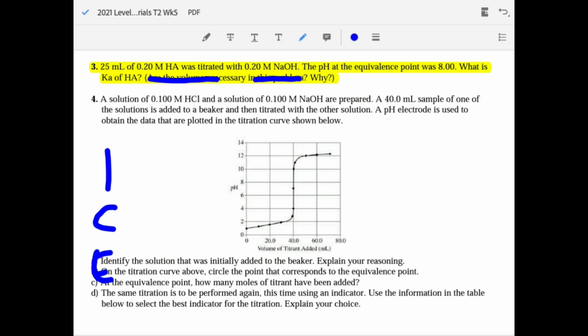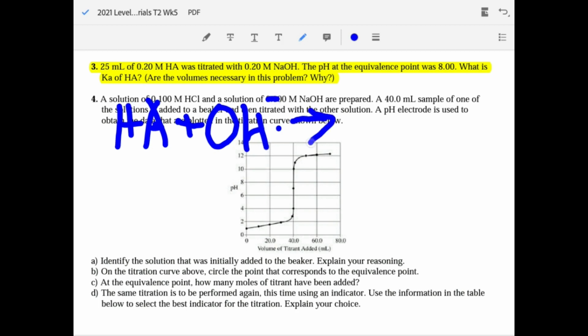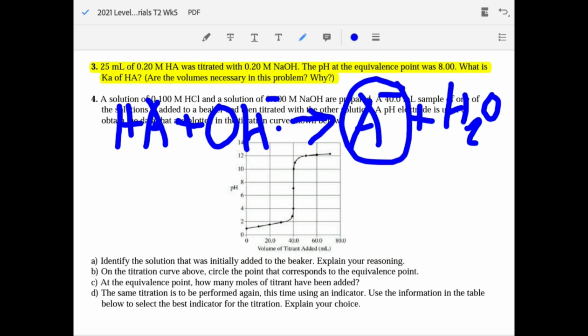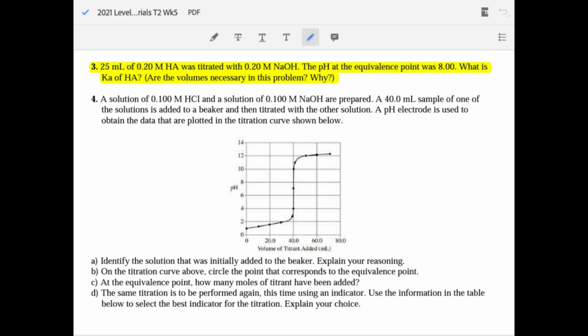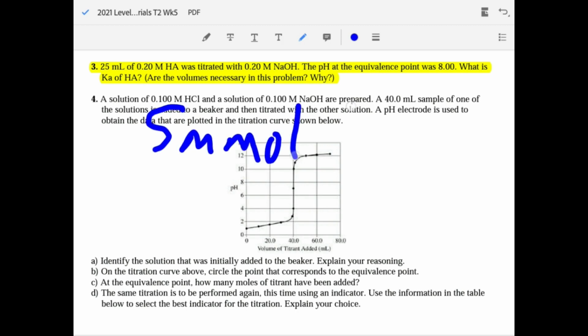You first have this and this, which react completely to give HA plus OH minus to give A minus plus H2O. It reacts completely to give A minus. And how much of it? It's this much. So 25 times 0.2, I'll put it in the calculator. It's 5 basically. It's 5 millimoles of A minus.